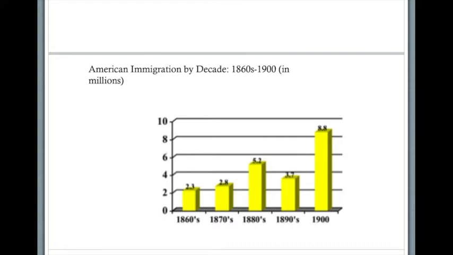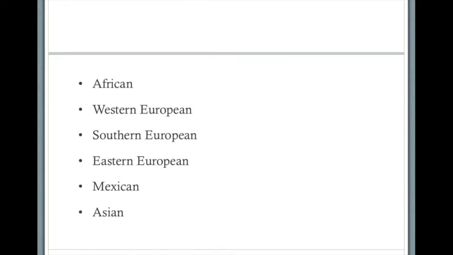We will have an extensive growth between the 1860s and the 1900s. You can see it goes from 2.3 to 8.8 million immigrants. The type of immigrants that we have are African, Western European, Southern European, Eastern European, Mexican, Asian, specifically Chinese and Japanese. And the immigrants will come to America for different reasons. Some of them will come because of famine in their own country. Some of them will come because of regime change and oppression.